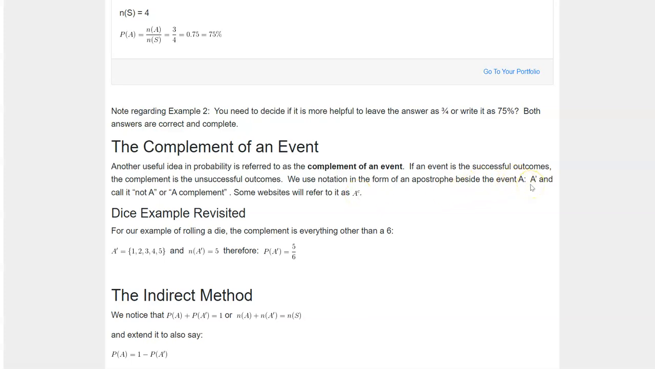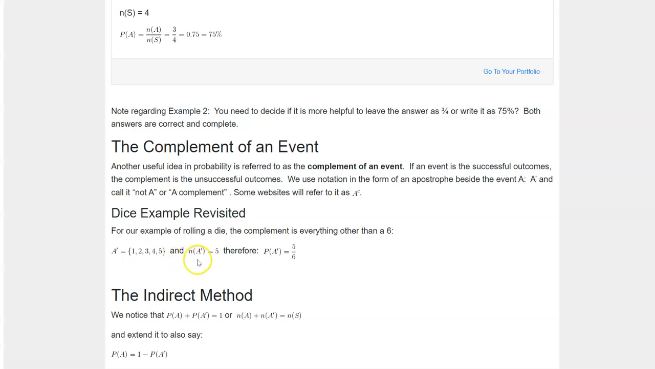It's either A with a dash or A with a C. Okay, so like an apostrophe or a C. Usually we do the guy over here with the apostrophe. So A complement is everything not in A that is in S. If I go back to S, it was 1, 2, 3, 4, 5, 6. What was in A was 6. Everything else is in A complement.